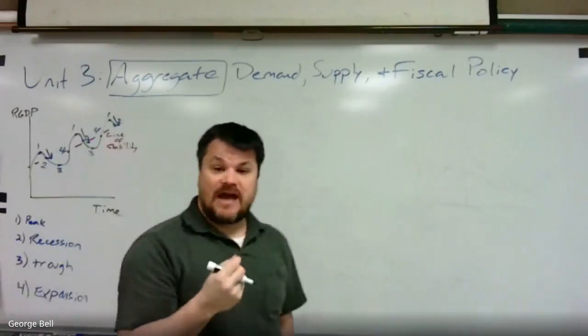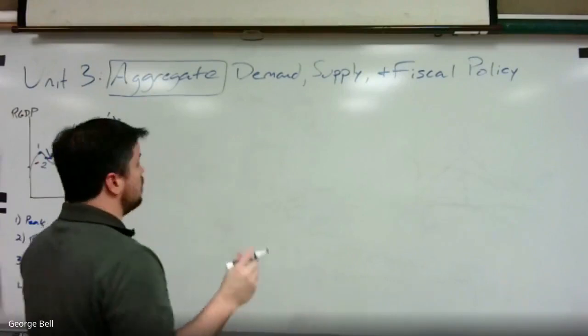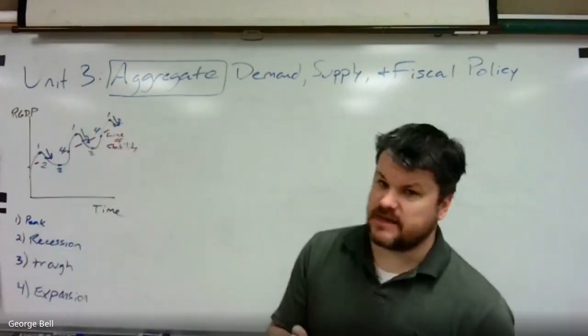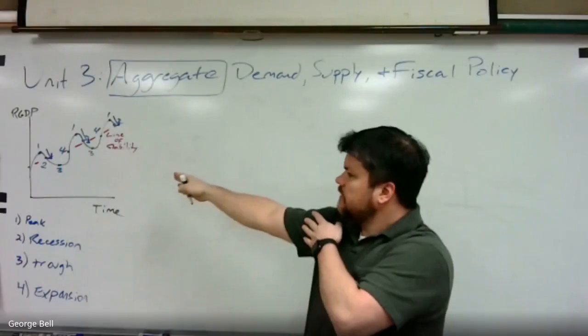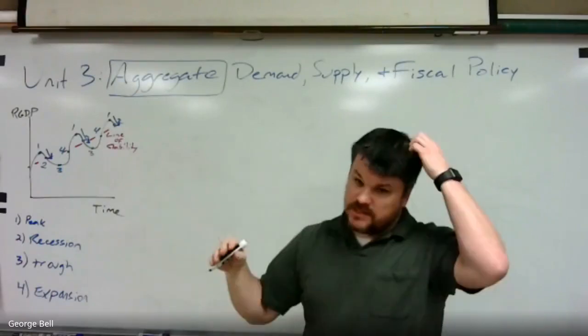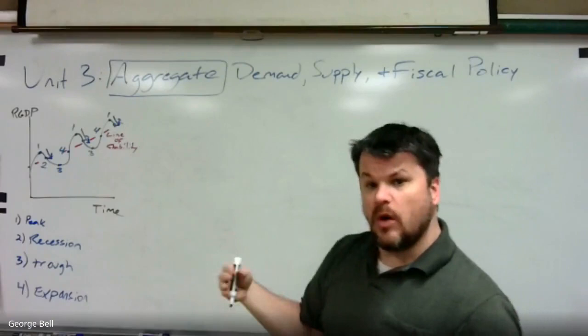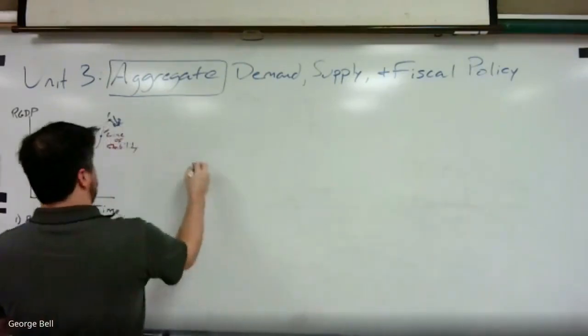So right now then we're going to be graphing aggregate demand and aggregate supply. We're going to be making an analysis of aggregate demand and aggregate supply as it regards the business cycle, because it corresponds to what we're talking about. And here's what I mean by that.